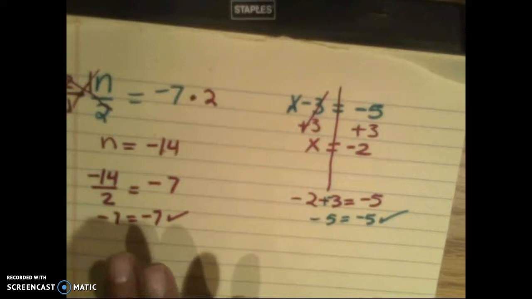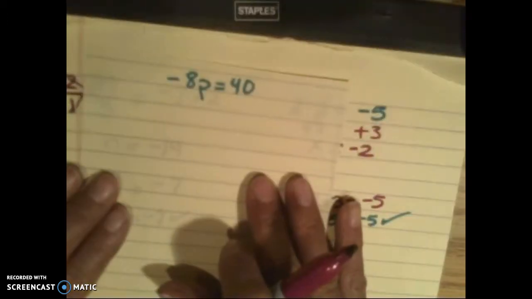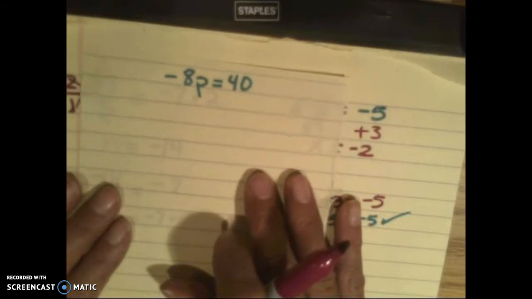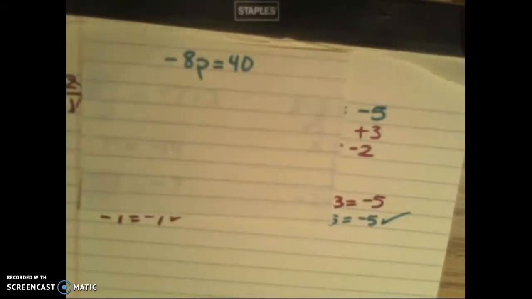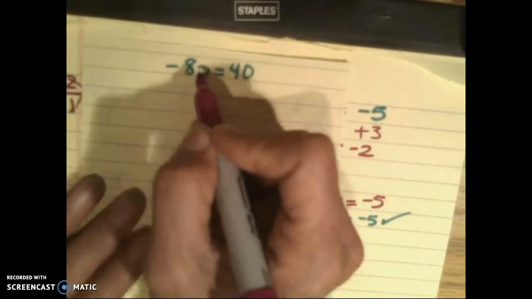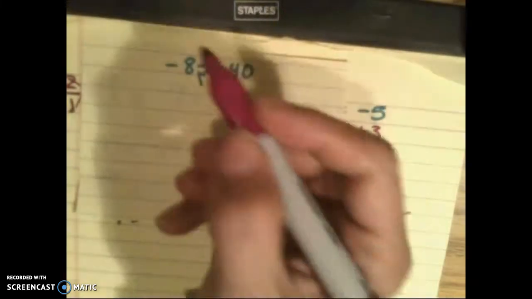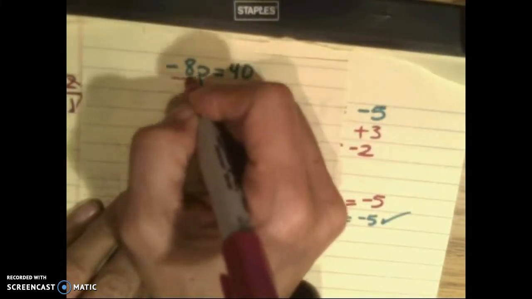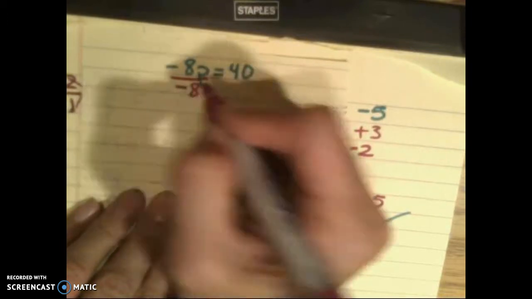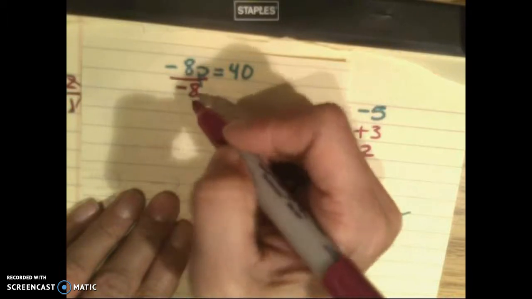Now, since you've done dividing, you've done subtracting, let's look at when you have multiplication. So when you have multiplication, I have negative 8p equals 40. So this is being multiplied by p. What you do to one side, you have to do to the next. In order to get rid of this negative 8, I'm going to divide by negative 8. So the negative 8 divided by negative 8 cancels out.